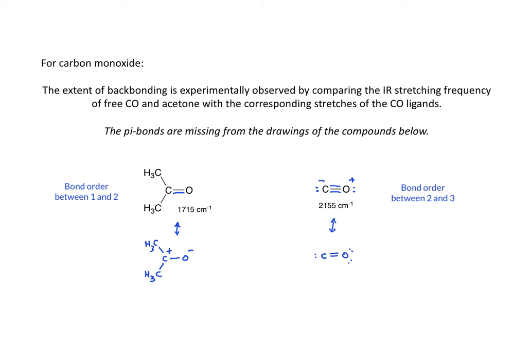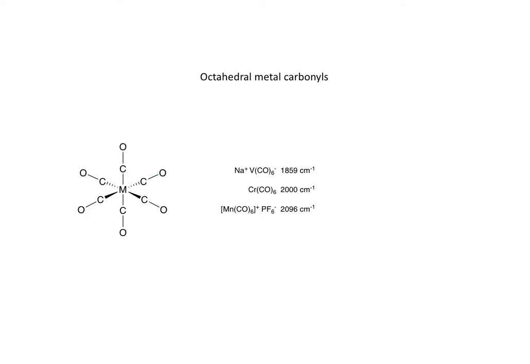For several metal carbonyls, the infrared stretches have been measured. Chromium hexacarbonyl has a stretching frequency of 2,000 wave numbers. This is consistent with a bond order that is less than 3, given that this value is considerably lower than the standard for the free carbonyl ligand of 2155 wave numbers.